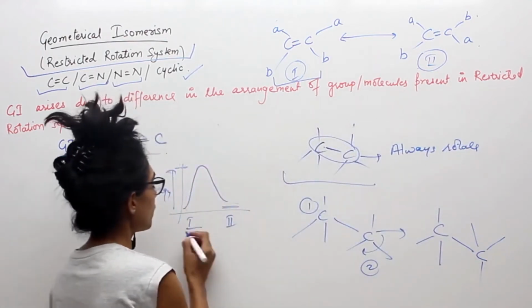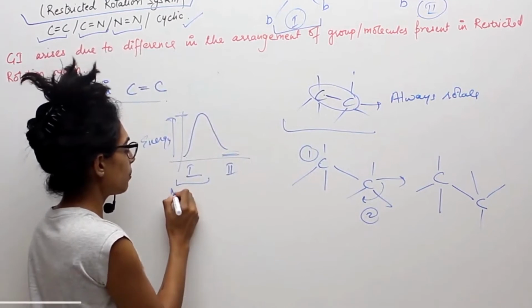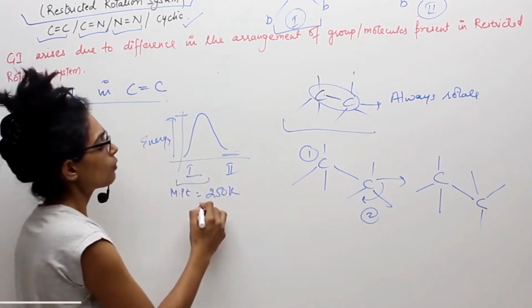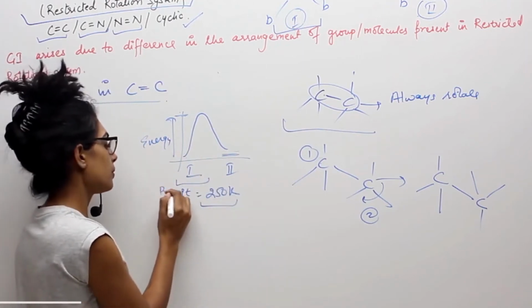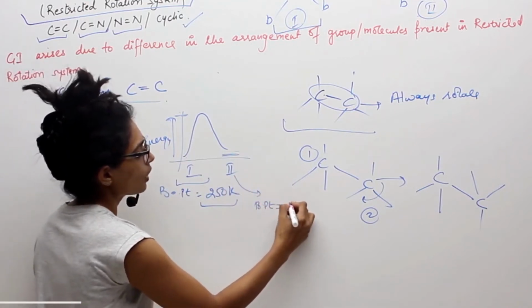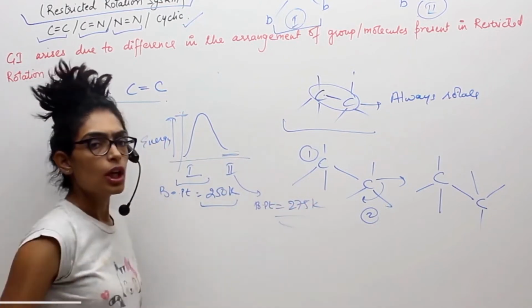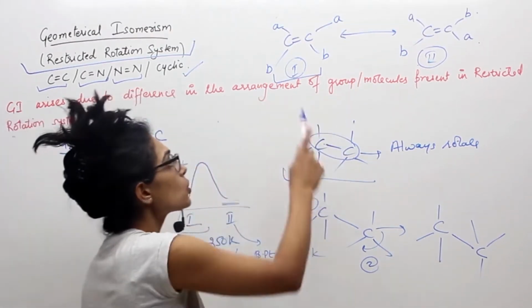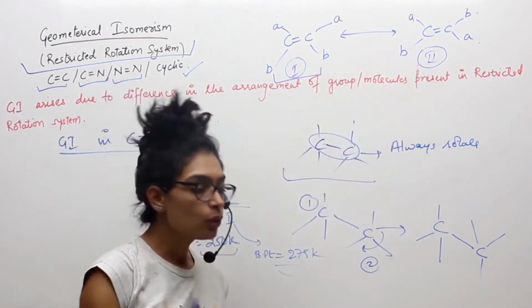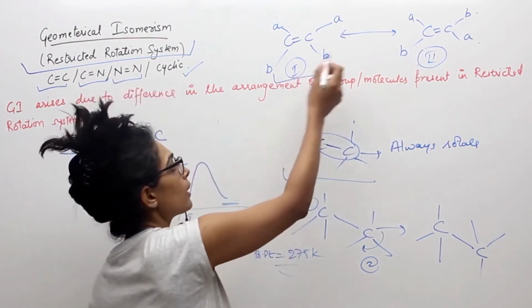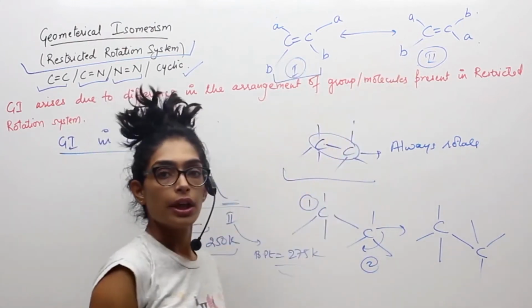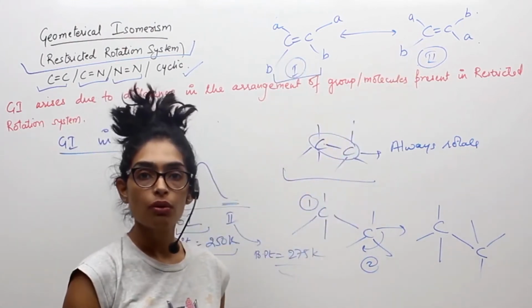Assume compound 1 has a boiling point of, let's say, 250 Kelvin, I'm just randomly taking something. Then the second will have a boiling point of, assume, 275 Kelvin, which is a good enough difference to isolate the first and second. That means the switch of compound 1 to compound 2 cannot happen automatically. We have to apply a certain amount of energy so that compound 1 can convert into compound 2. Otherwise, it will remain compound 1 only. It will not convert automatically. Interconversion is not possible unless you supply some amount of energy.